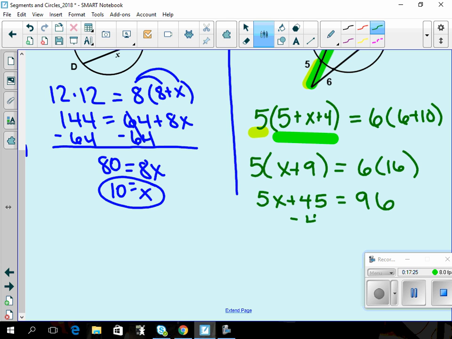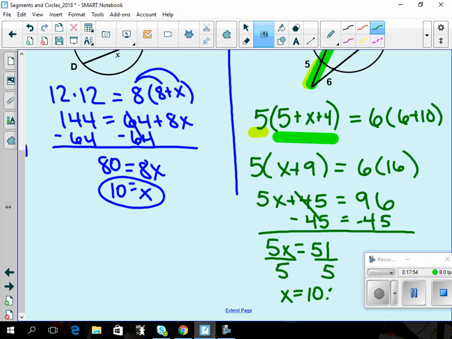I think we're going to get a decimal here. Does that bother you? No. 10.2. Yes. 51 divided by 5. So don't let decimals freak you out. That doesn't mean you did it wrong. It just means that it happened. Okay, that's all right. How do we feel? Okay?